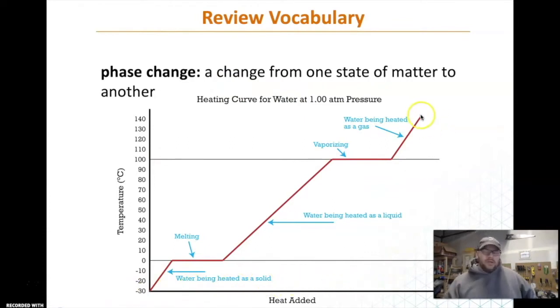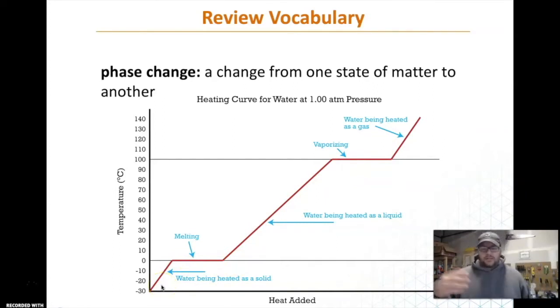Just the opposite, right? If we start with a gas and start cooling it down, it's going to go down and then condense into a liquid, and then we cool the liquid down and it's eventually going to freeze, and then we're going to have solid ice again. So we could go backwards as well.